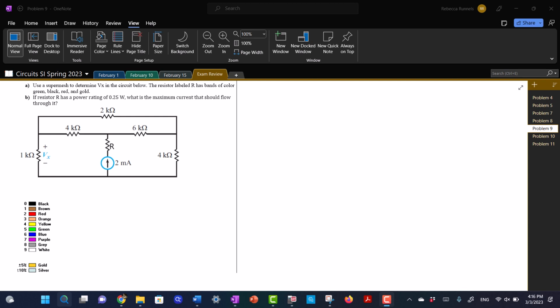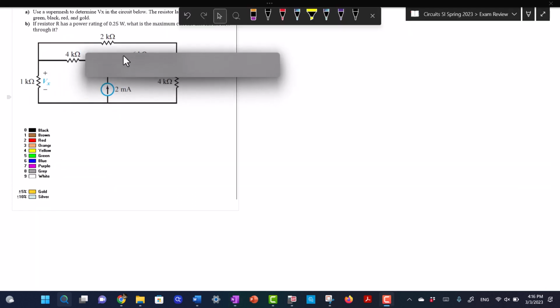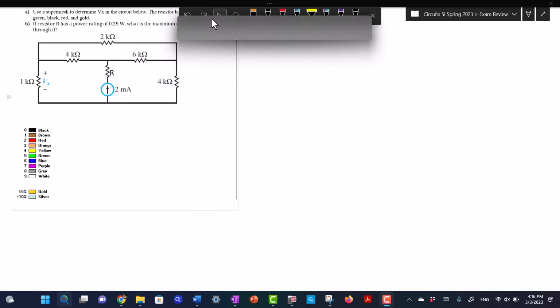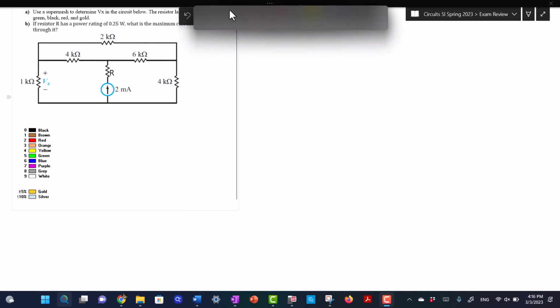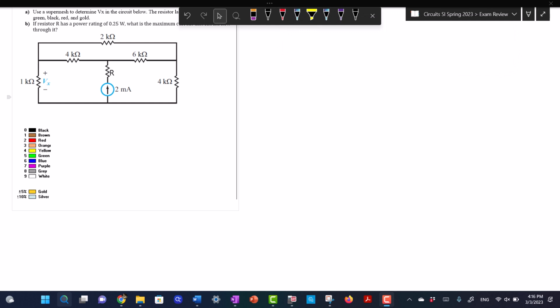If you were going to look at the meshes that you would draw, if you look at the meshes that you draw, so I have one here and one here.